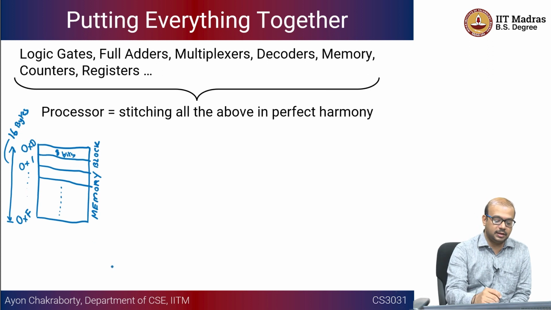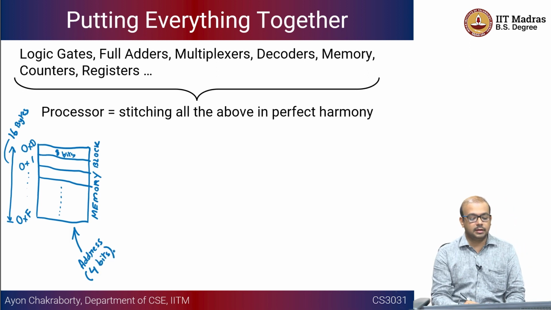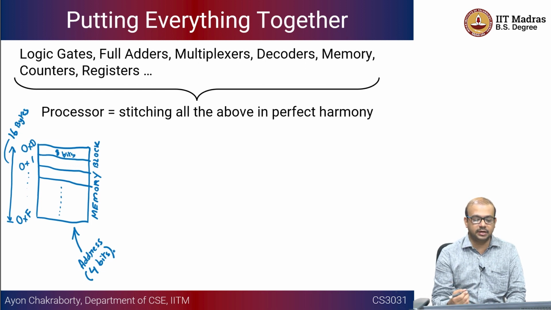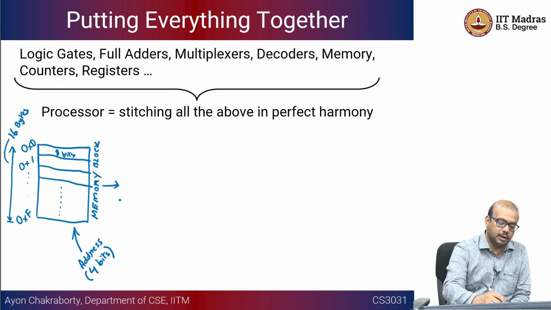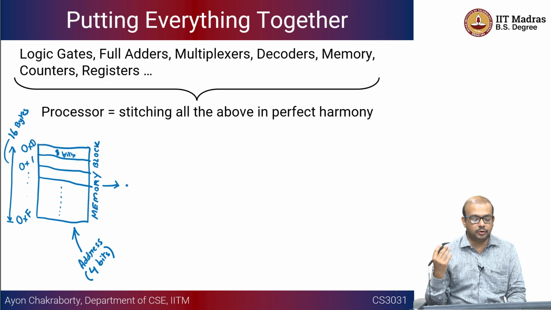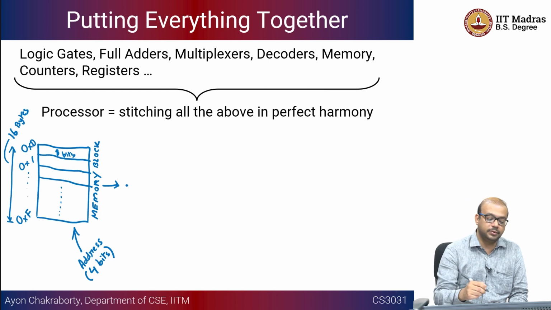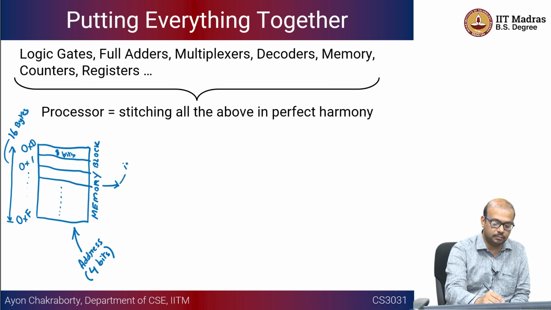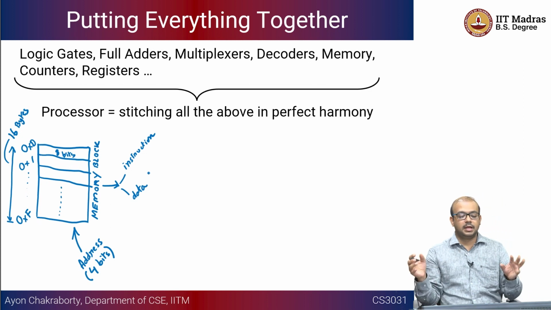Then, as I told you, this memory block is going to be issued an address, and this address is going to be 4 bits long, because you have 16 locations. You have to refer to one of the memory locations using 4 bits. 2 to the power 4 is 16. Whatever comes out of the memory block could either be part of the program, which is an instruction, or it could also be data, because we are storing both data as well as program in the same memory block. So, you need to keep in mind that both of them are stored in memory.